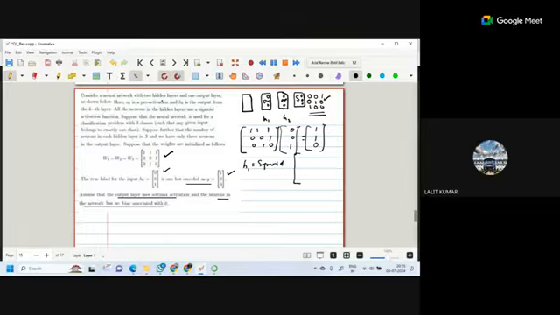Can somebody give me sigmoid of this? Sigmoid of 0 would be 0.5, right? And sigmoid of 1 will be, let me see, 0.26. So this is your H1.